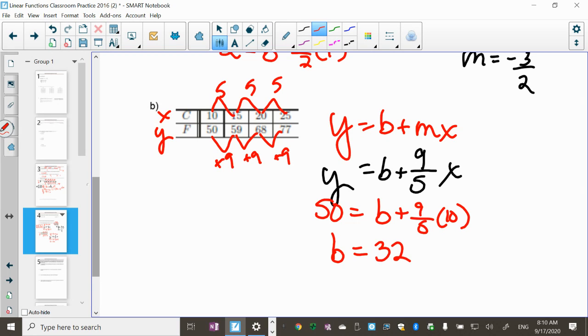You know what I did in my head? Just showing you. Isn't this the same as 10 over 1? 5 goes into 10 twice. 9 times 2 is 18. 50 minus 18 is 32. Because I have no calculator up here. I mean, I could bring it up here, but I try to make myself do that. So my formula is, now we're going to use C's. C equals 32 plus 9/5 F.